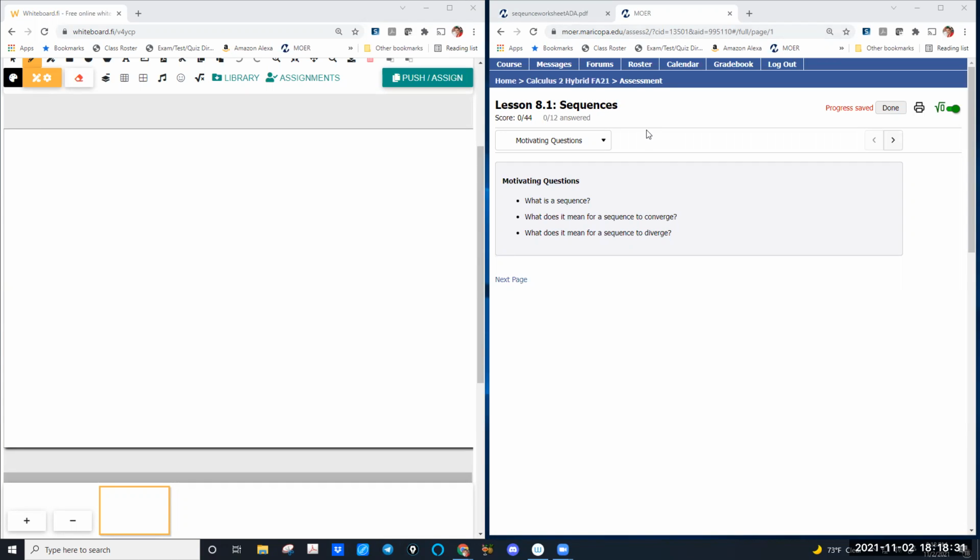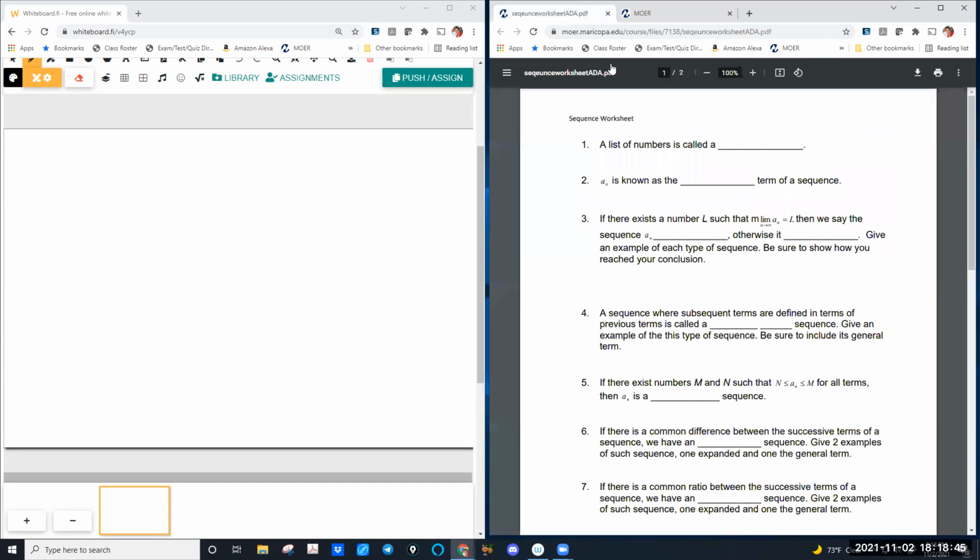I wanted to save some time at the end in case there are questions either from the worksheet or from the 8.1 sequences lesson. So we'll start off with the worksheet. Any questions about the worksheet? Seems to have gone pretty well. There's just a couple things I want to point out on the worksheet.